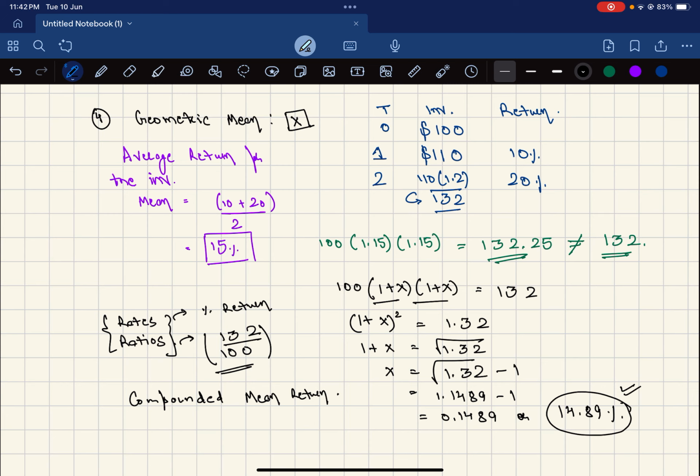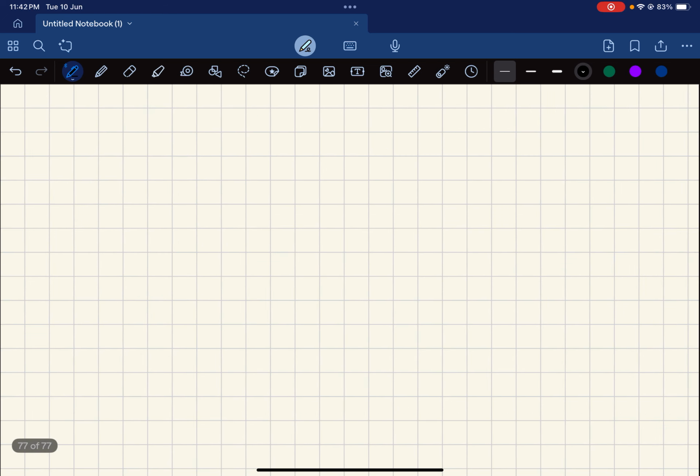Next, let us say we have another example here, and this particular measure of central tendency which we'll be looking at here is called the harmonic mean. Now for this, let us say we take an example from speed, distance, time.